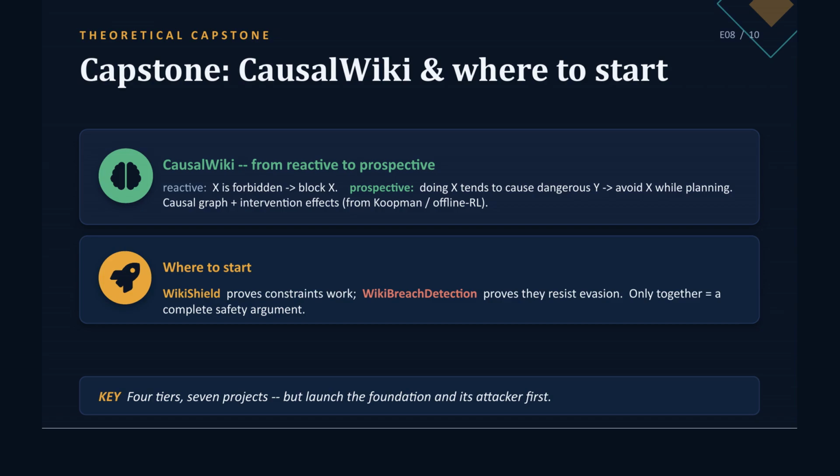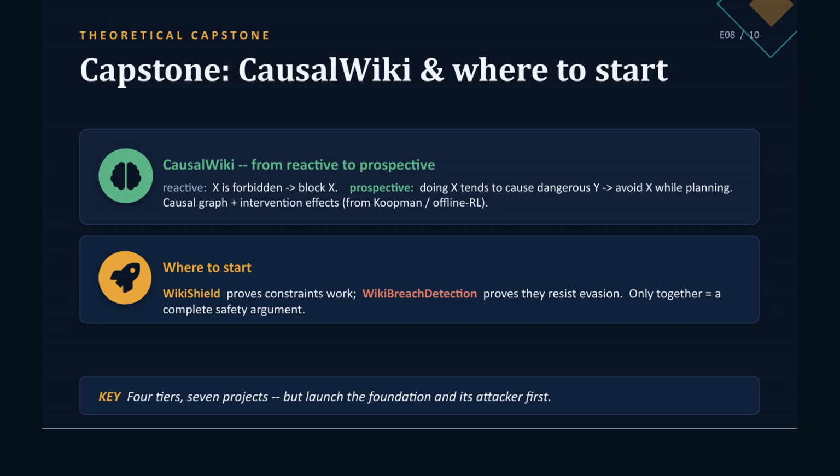Every constraint so far is reactive: X is forbidden, so block X. Causal wiki is prospective. It stores causal knowledge: doing X tends to cause Y, and Y is dangerous, so the agent avoids X while it is still planning, before any harm is possible. That means a causal graph plus intervention effect estimation, borrowing directly from our Koopman and offline reinforcement learning work, feeding a forward-looking cost-benefit check. It is the deepest theoretical thread in the series, joining causal inference to agent safety.